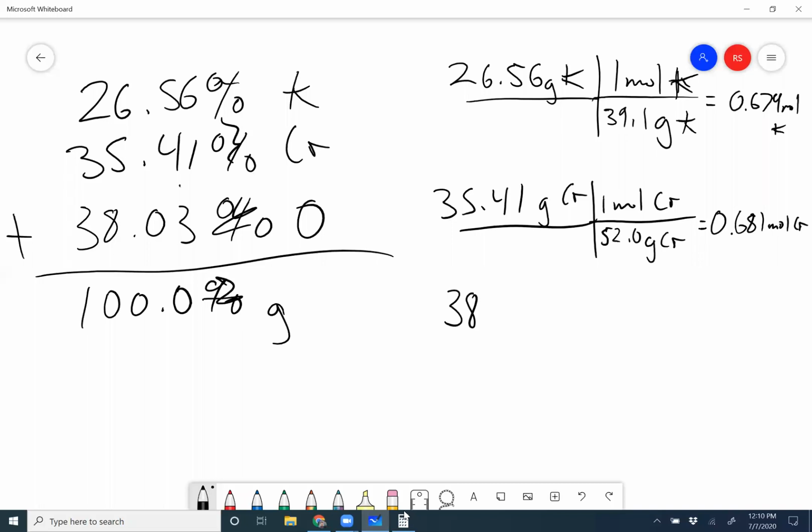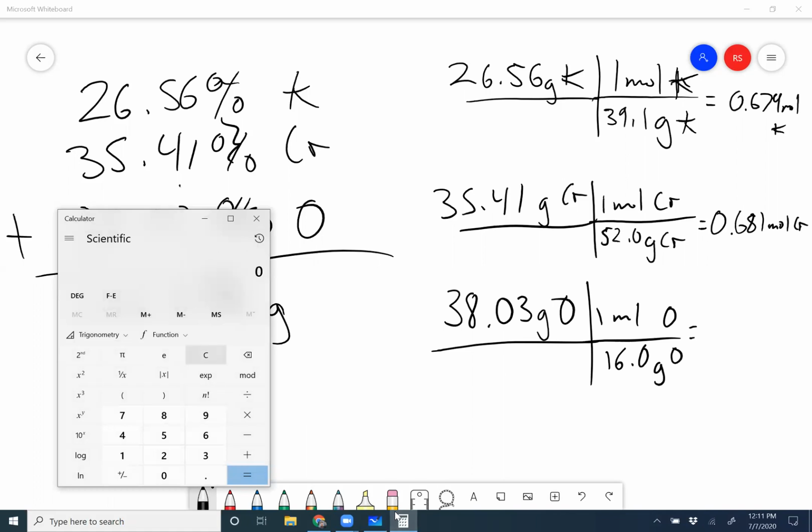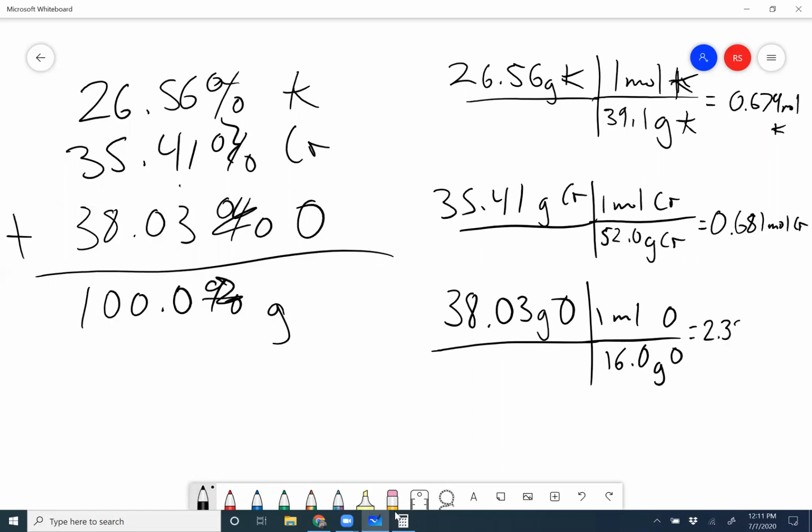And then finally, we want to figure out the moles of our oxygen. We have grams of oxygen, and 16 grams of oxygen for every 1 mole of oxygen. So 38.03 divided by 16 is 2.38. Now we have a formula, but it's ugly. It's not a good ratio: 0.68 to 0.68 to 2.38. So what we can do is divide all of these by the smallest number, which we're just going to call 0.68.